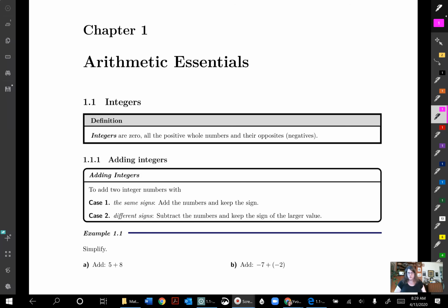We are going to look at Chapter 1, just a quick review. I'm not going to do every problem in the workbook. You can try those on your own. I'll post the answer key though if you would like that.